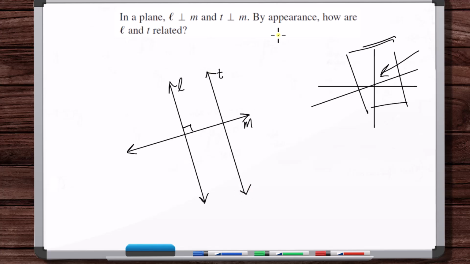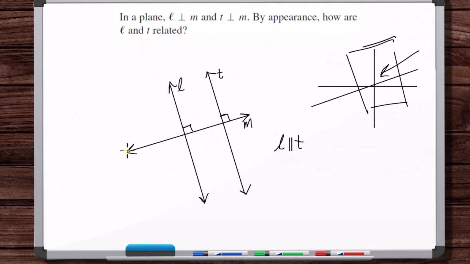Now you might say, oh, well, look, they're perpendicular. Well, no, they didn't say that. In fact, what they're asking is, by appearance, how are L and T related? They seem to be perpendicular. So that could be another theorem that we were probably going to get into in the upcoming sections. Oh no, it did say they're perpendicular. I'm sorry, they are perpendicular, but by appearance, that seems to mean that L and T are parallel, and that's what they didn't tell us. It seems that L is parallel to T.